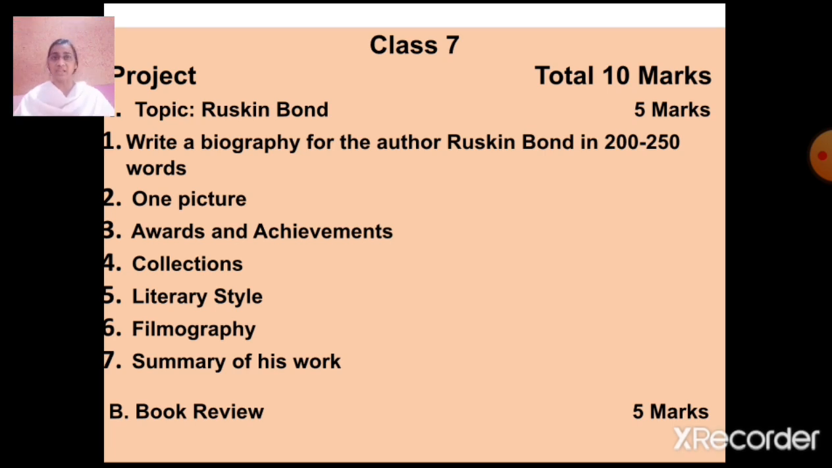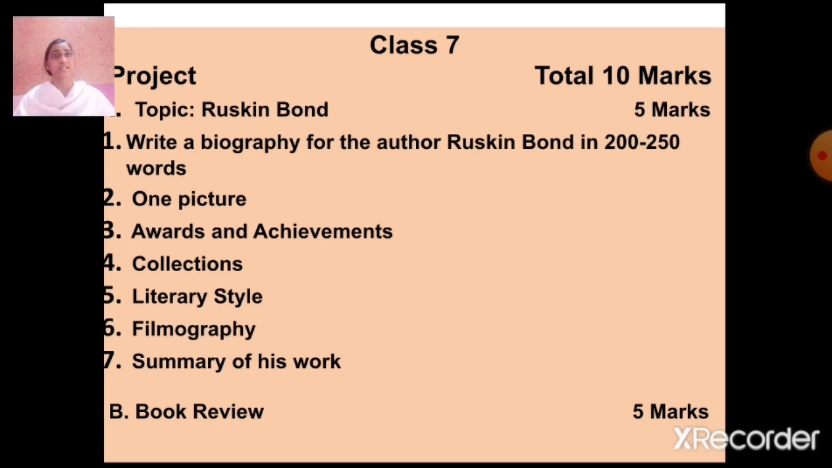The project is for 10 marks and it is divided into 2 main topics which is 5 marks each. Now the first topic is Ruskin Bond, in which you need to write a biography for the author Ruskin Bond in 200 to 250 words. Then the next is you need to stick any picture of Ruskin Bond from any old book or newspaper or from any magazine. Then is award and achievements.